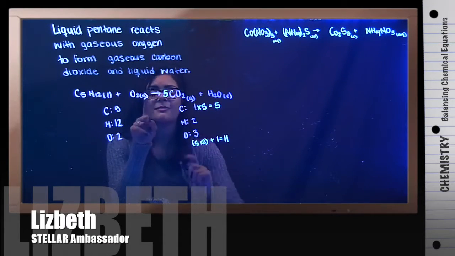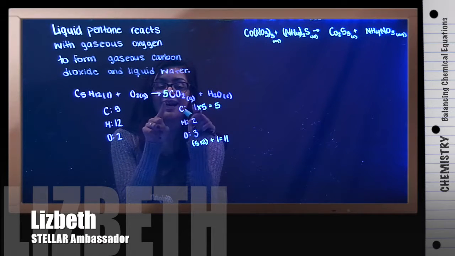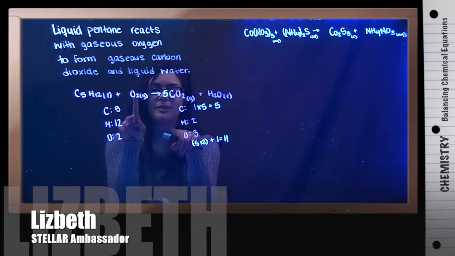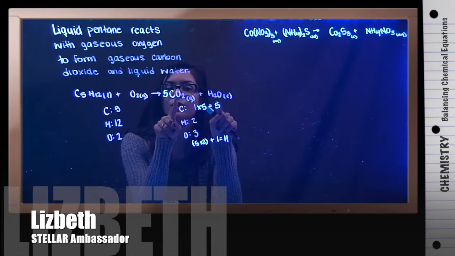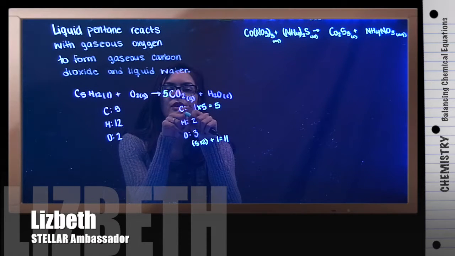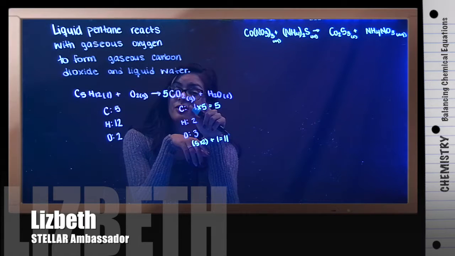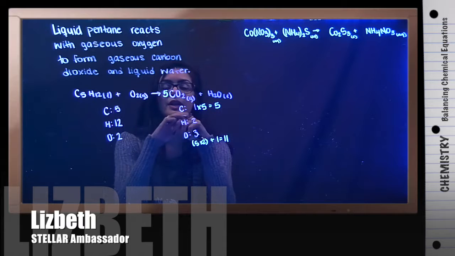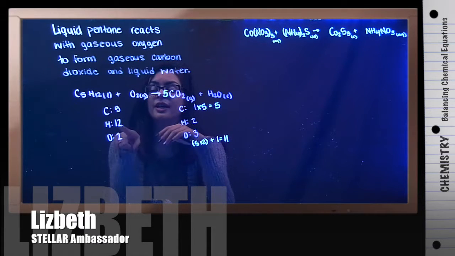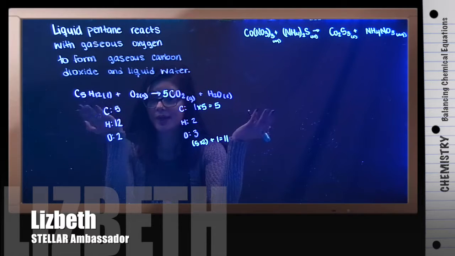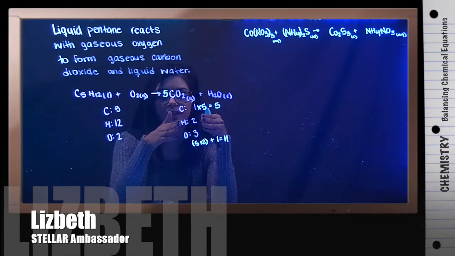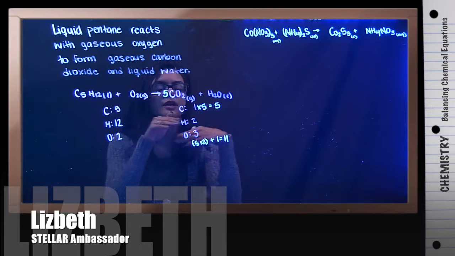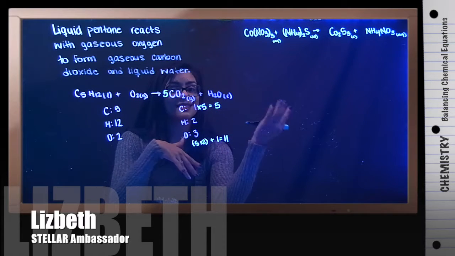Going back, I'm going to save my oxygens for last when I'm finishing balancing, because here it's only in 1 location while over here it's in 2. So if I change one molecule, like if I try to balance my oxygens over here, it's going to change my hydrogens and it'll never end. So we're going to go ahead and go on to hydrogen. Here I have 12 hydrogens. Here I have 2. So what can I multiply hydrogen by over here to make it equal to 12? So 2 times 6 is 12.